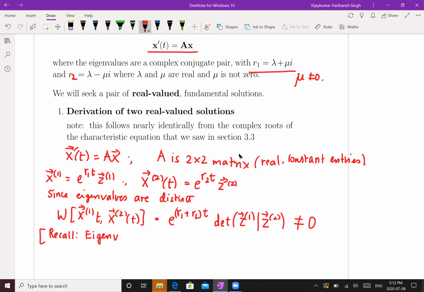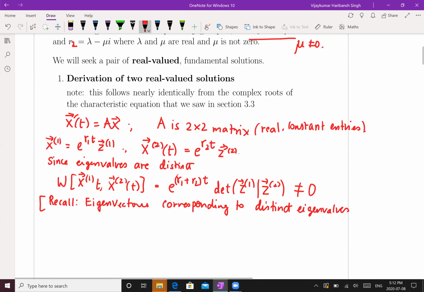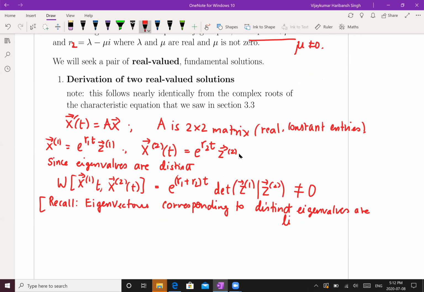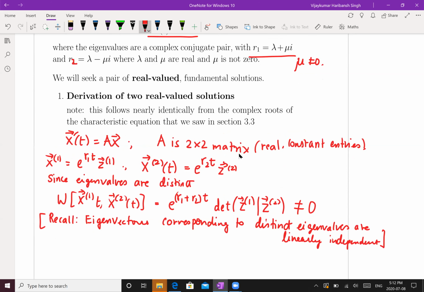eigenvectors corresponding to distinct eigenvalues are linearly independent. So as you see, the eigenvalues are complex conjugate pairs. They are distinct because the complex part is non-zero, and hence these eigenvectors are linearly independent, and consequently the Wronskian would be non-zero.